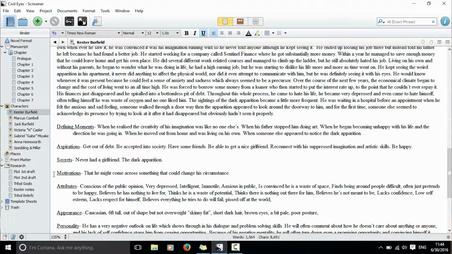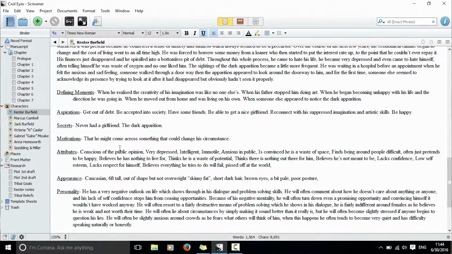And the next part is motivations. What is driving this character? In this particular instance, not very much for this character, because at the beginning of the story he's very depressed, he's very unhappy. In fact, he actually tries to commit suicide near the beginning of the story, so there's really not that much driving him. If you were creating a profile like this for a villain, there may be a lot more things driving them, but in this particular instance there's not. So the only motivation that he has is that he might come across something that could change his circumstance.